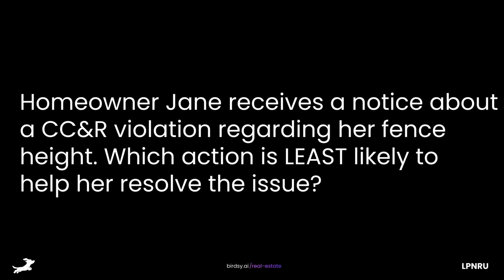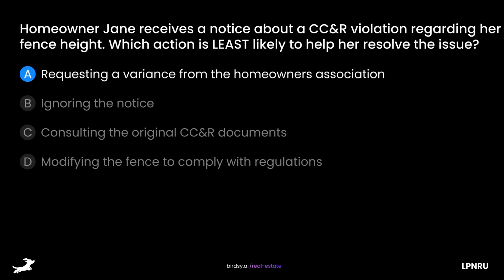Homeowner Jane receives a notice about a CC&R violation regarding her fence height. Which action is least likely to help her resolve the issue? Is it A, requesting a variance from the homeowners association? B, ignoring the notice? C, consulting the original CC&R documents? Or D, modifying the fence to comply with regulations? The answer is B, ignoring the notice.